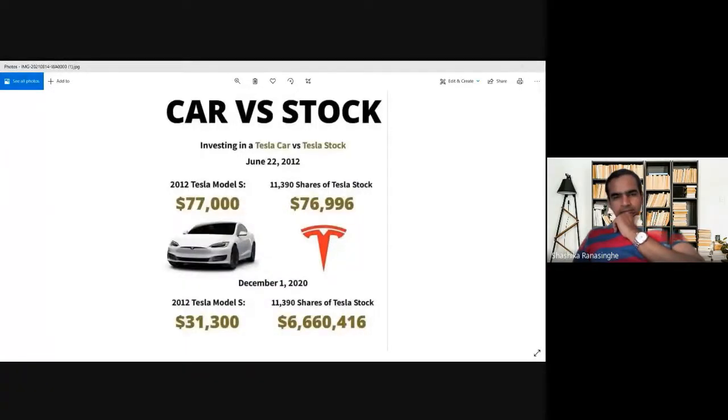Does anyone know who owns Tesla? Tesla Motors, who owns? Elon Musk. Very good. Yeah, Elon Musk owns Tesla, right? Just have a look at this. What do you all think? Now, this may not be applicable in Sri Lanka.